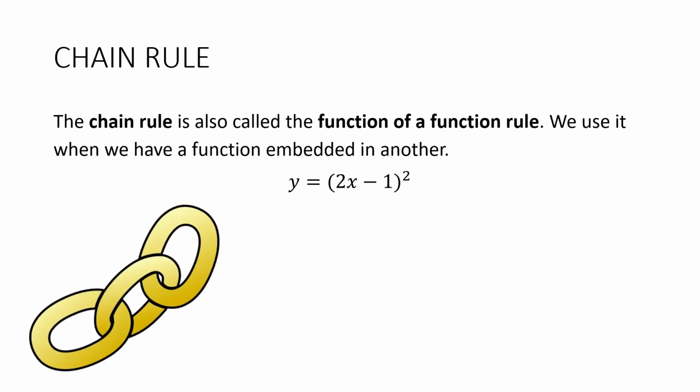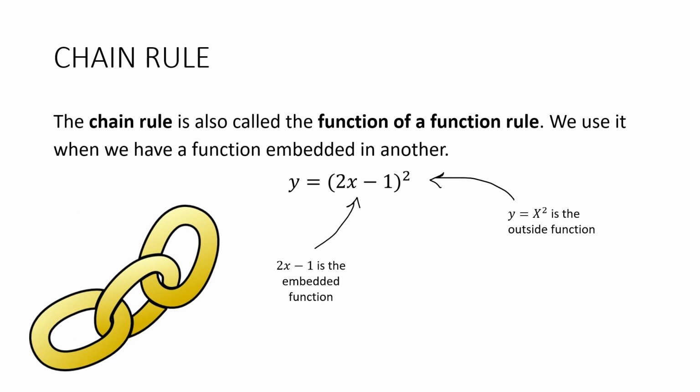And so the first of our rules that we're going to learn is called the chain rule. It's also called function of a function rule, and we use it when we have a function embedded inside another function. And that's what we have here. So y equals capital X squared is the outside function, and inside we've got 2x minus 1.